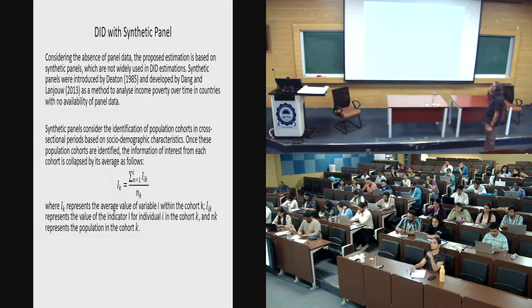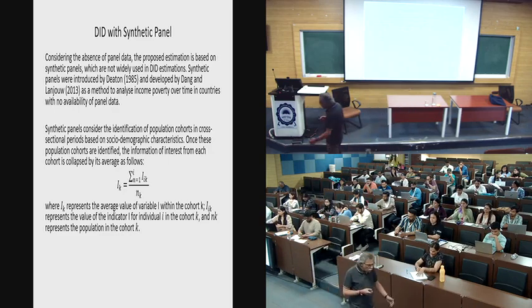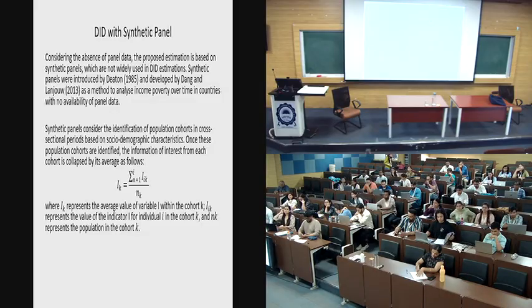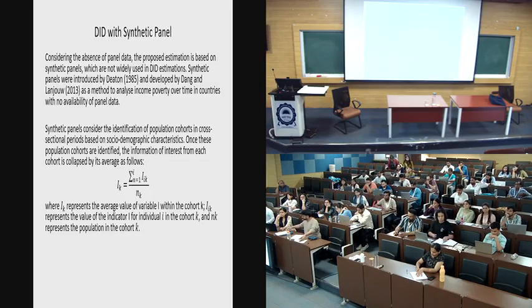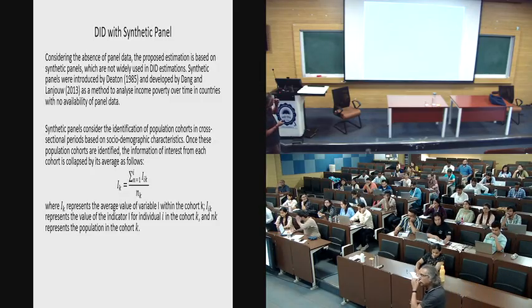Okay, so note, now given the fact that we have only cross section, we want to think of creating a panel based on our cross section, but the proposed solution more in terms of creation of synthetic panel, right? So what is the synthetic panel?